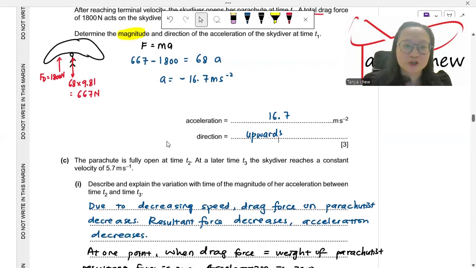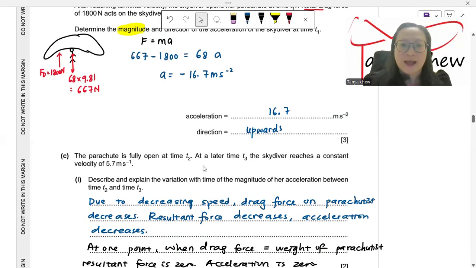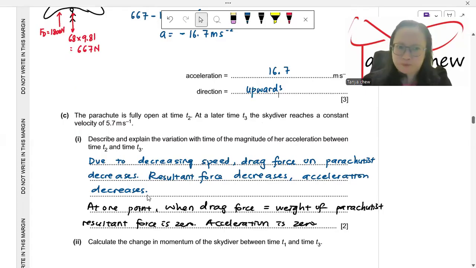Now, the parachute is fully open at T2. At a later time, T3, the skydiver reaches a constant velocity of 5.7 meter per second. Describe and explain the variation with time of the magnitude of the acceleration between T2 as well as T3. I will say that due to the decreasing speed, which is true because the initial terminal velocity is 39 meter per second, and now another new terminal velocity is reached due to the opening of the parachute, which is 5.7. The speed is actually decreasing.